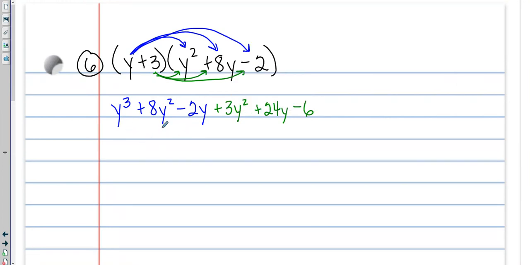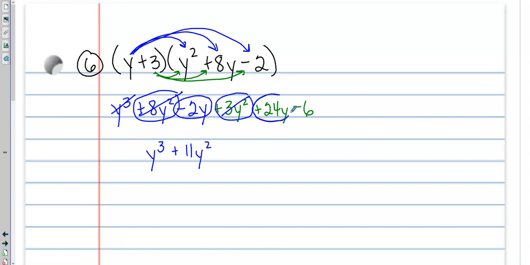Okay, so y to the third power. Now I can combine y to the second power with the other y to the second power, so I end up with positive 11y to the second power. And then I have just y, so I have negative 2y and 24y, which gives me 22y. And then my constant's left over, so just bring it straight down. And you can't simplify anything else, so this is the answer.